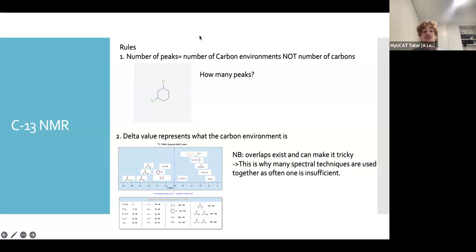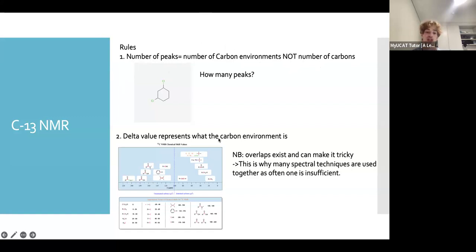And as I explained a couple of minutes ago, number of carbon environments does not necessarily mean the number of carbon atoms, okay? Someone just asked what solvent do we use for NMR? I'll get to that at the end. But yeah, this is the first really key point: number of peaks equals number of carbon environments.